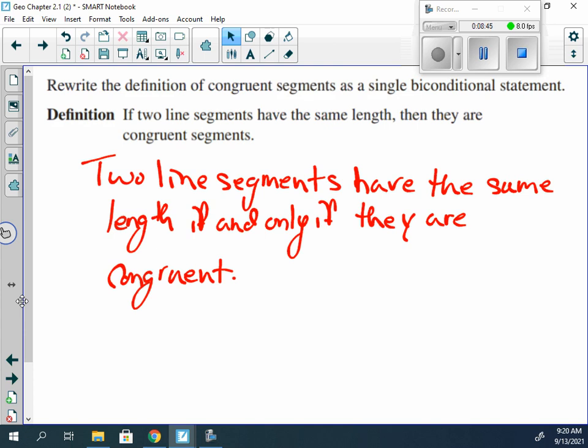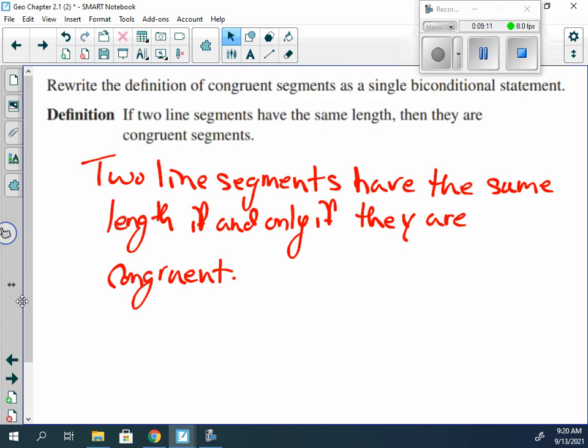Now, these will work with most statements, but not all statements. Because if we think back to Friday, we had the statement: if an angle is 30 degrees, then it is an acute angle. Would that work the other direction? If an angle is an acute angle, then it is 30 degrees. Well, no, we have other angles that are acute that are not 30 degrees. So this will work for some.